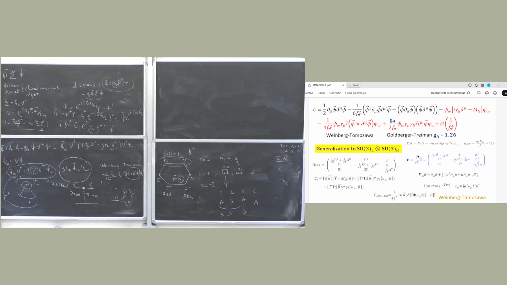Then with these elements, one can construct a chiral invariant thing that, well, looks more complicated, but it is similar to Weinberg-Tomozawa. It is V bar, V, gamma mu, and this is a commutator. That commutator is the generalization of, I don't know where I wrote some place, phi cross d mu phi, right? Is the anticommutator. So, and then in principle, I know everything, okay?